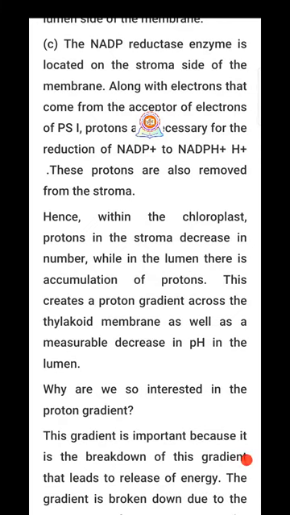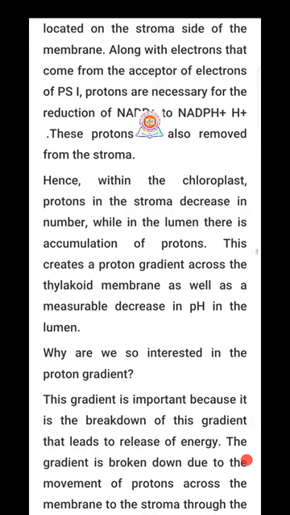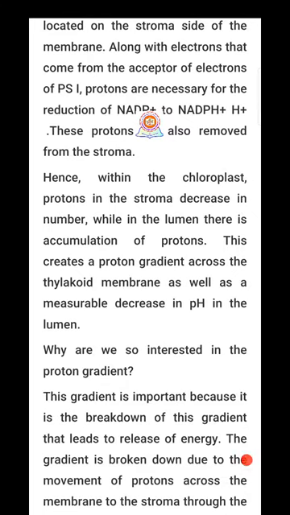Hence, within the chloroplast, protons in the stroma decrease in number, while in the lumen there is accumulation of protons. This creates a proton gradient across the thylakoid membrane as well as a measurable decrease in pH in the lumen.